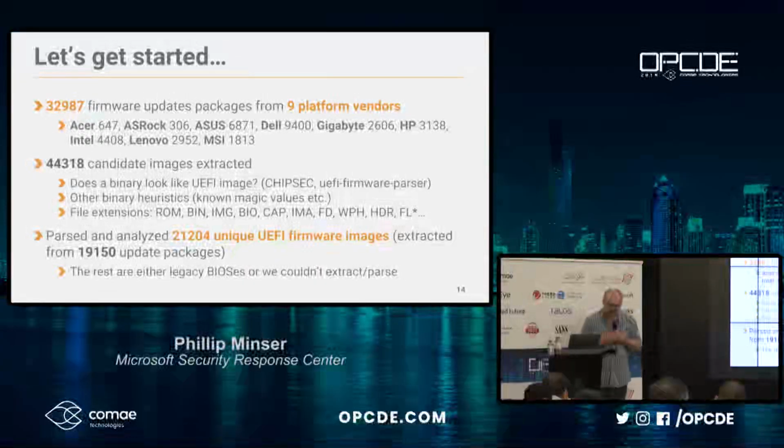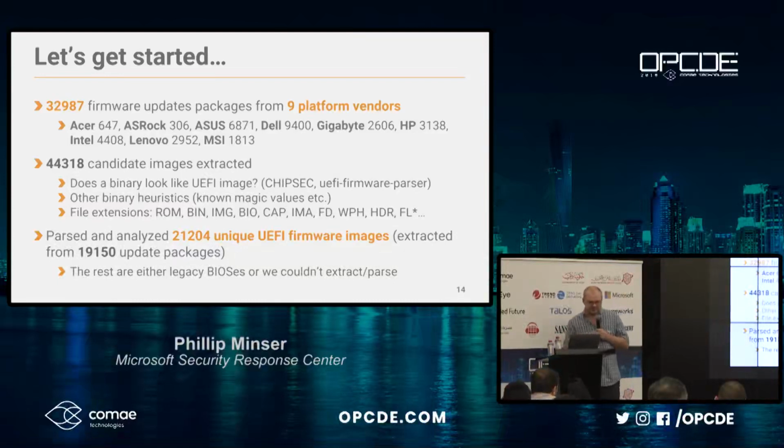So that's our initial set. We have almost 33K firmware update packages from 9 vendors. It's not the full set. I believe it can be much more. We didn't download every single BIOS update package. We just downloaded the ones which are easy to download. So we got 44 candidates. Candidates meaning that we believe it is a firmware, but we are not sure.